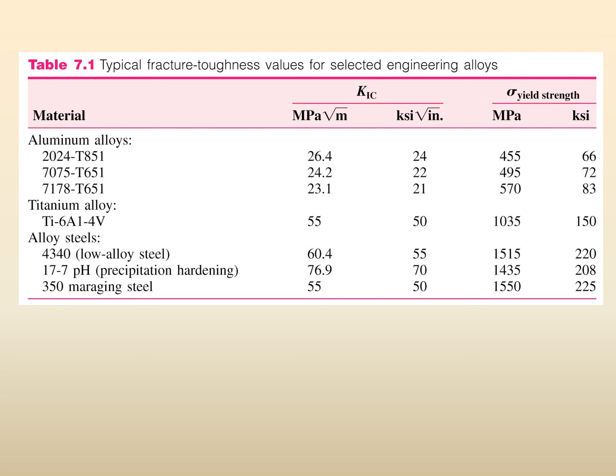Here in this table we have the basic material properties, the K1C value and the yield strength, in both SI units and inch-pound system units, for different types of aluminum alloys, titanium alloy, and different types of alloy steels. We will use this table quite often for your examples, and this table gives you two very critical properties: the yield strength, which is the end of the elastic region, and the fracture toughness. Now we have not told you how we calculate the fracture toughness, just that if we can measure it, then this is it.